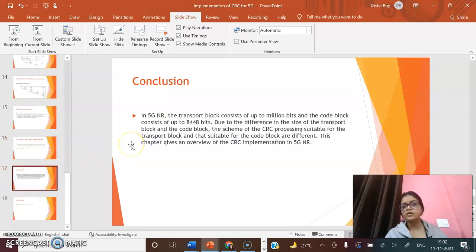Okay, so coming to the conclusion. In 5G NR, the transport block consists of up to a million bits and the code block consists of up to 8448 bits. So due to the difference in the size of the transport block and the code block, the CRC processing scheme suitable for the transport block and that suitable for the code block are different.